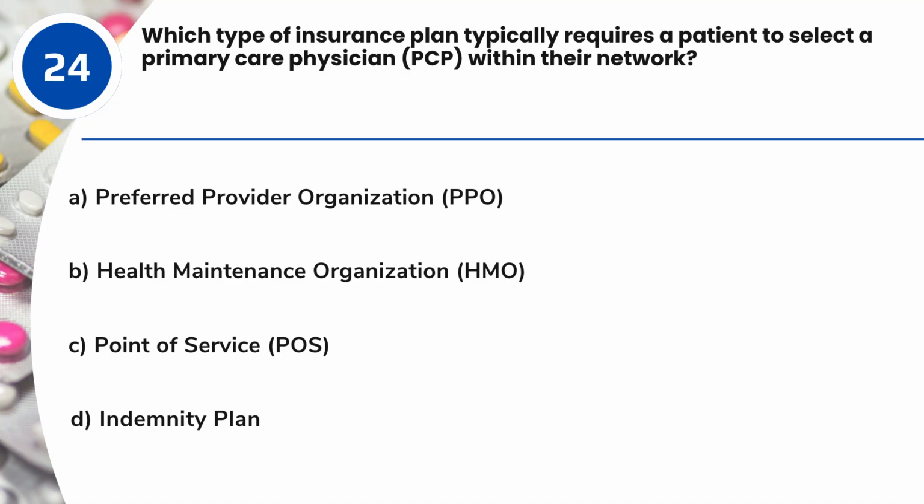Question 24. Which type of insurance plan typically requires a patient to select a primary care physician, PCP, within their network? A. Preferred Provider Organization, PPO. B. Health Maintenance Organization, HMO. C. Point of Service, POS. D. Indemnity Plan.